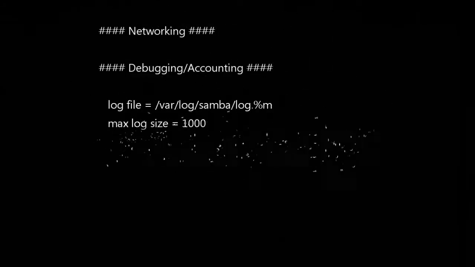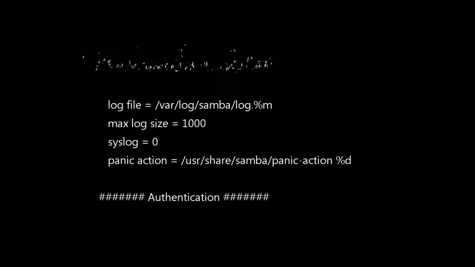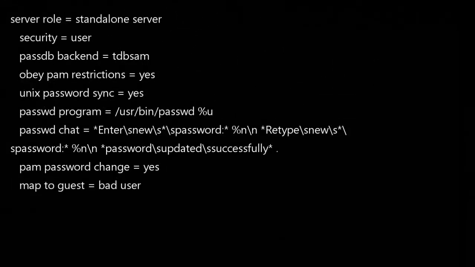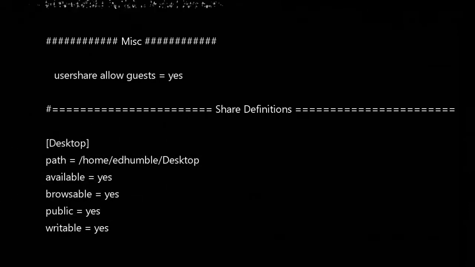There's nothing critical in the second group. I just found out it made troubleshooting things easier if you had a good log file to refer back to. In the third set, server role had to be set to standalone server, and security had to be set to user. This final section sets your share definitions. As you can see, I basically made mine completely open. You'll need to set yours according to your security needs.